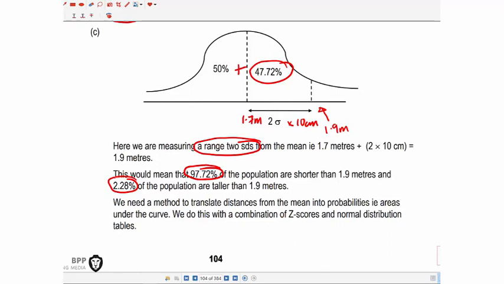So here obviously we're just looking at the height of the UK population, but it can be expanded to any data set at all. And what we're able to do here is translate the distance from the mean into probabilities that can be used to interpret data. So those probabilities are the percentages that we've been looking at. And we can do that by using our normal distribution tables, which we're now comfortable with. But what we also need to understand is something called a z-score. And that's what we're going to look at next.